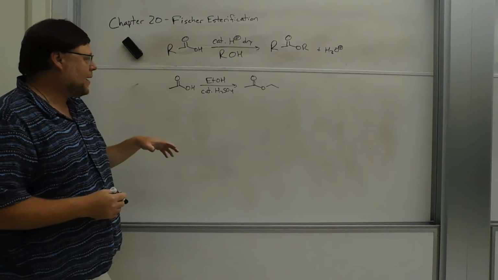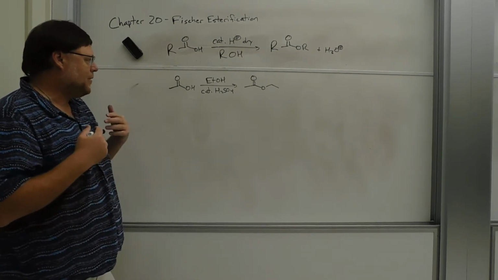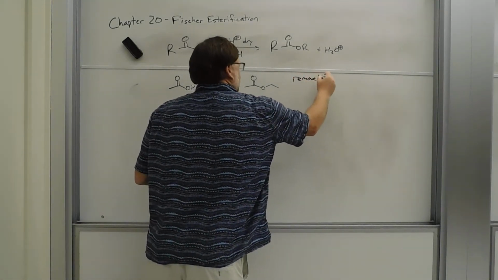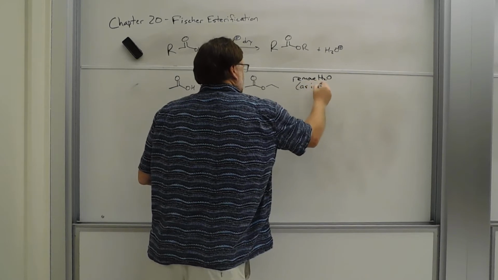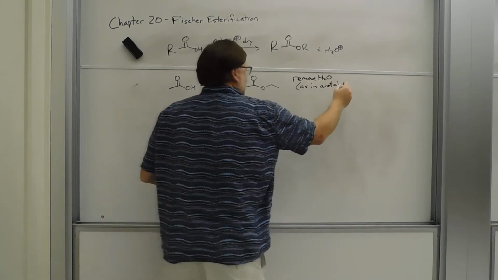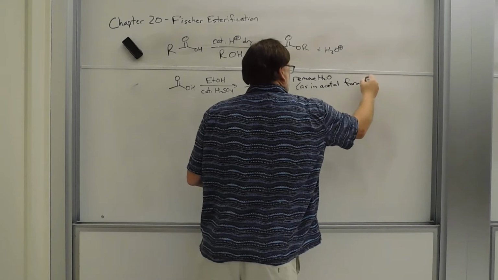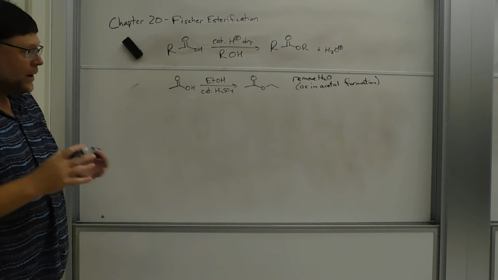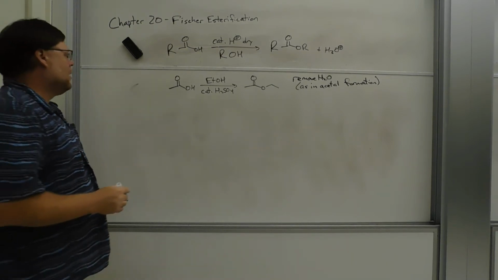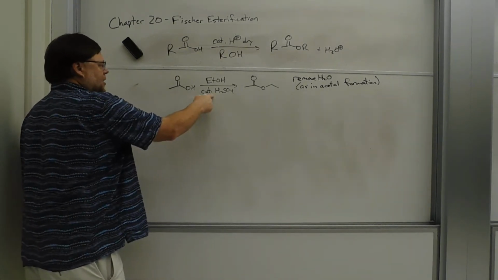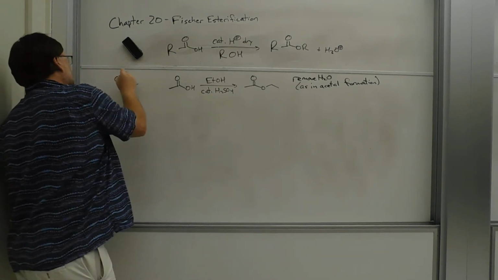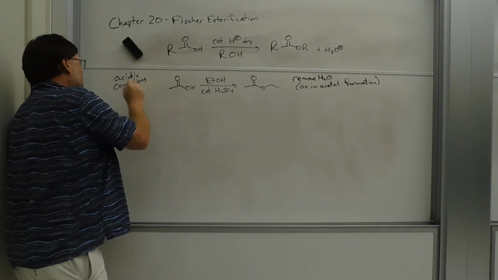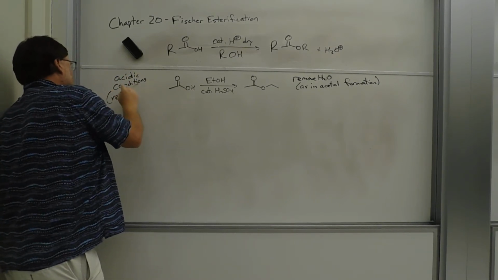Okay, so I'm going to go through this mechanism, and it's important that you really need to remove water. So think about what we did in acetal formation. Right, you remember making acetals in chapter 19. We drive the water off. Okay, so acidic conditions. No strong bases.